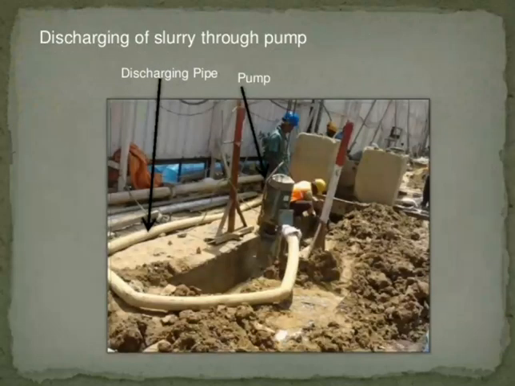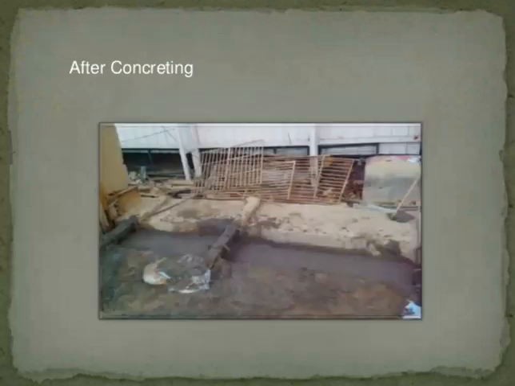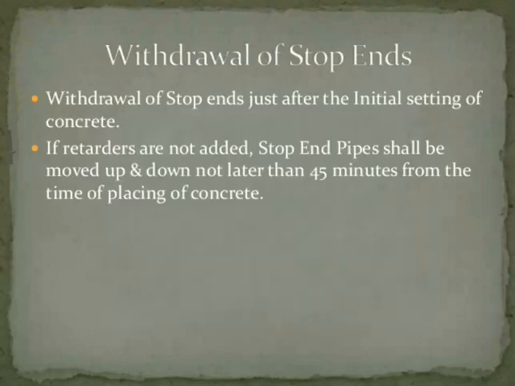Now, discharging of slurry through pump. We can see this in the discharging pipe and the pump. After concreting it will look like this. Now withdrawal of stop end. Withdrawal of stop end is done just after the initial setting of the concrete. If retarders are not added, the stop end pipe shall be moved up and down not later than 45 minutes from the time of placing of concrete.